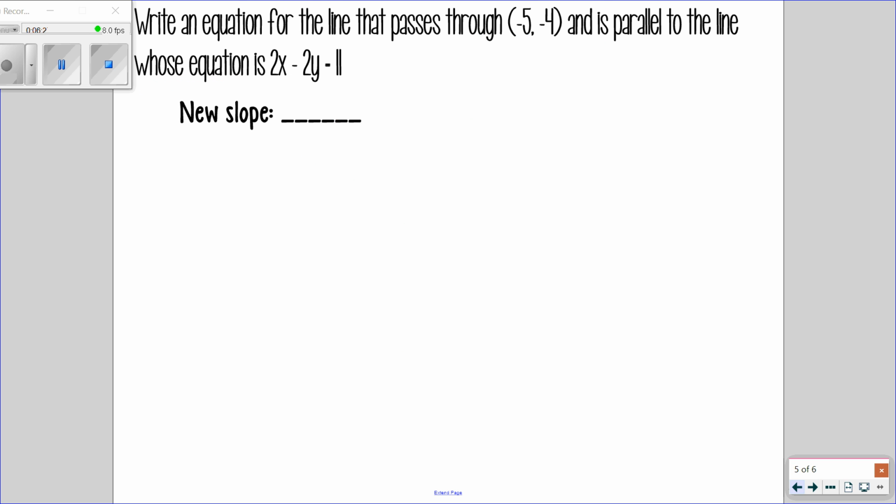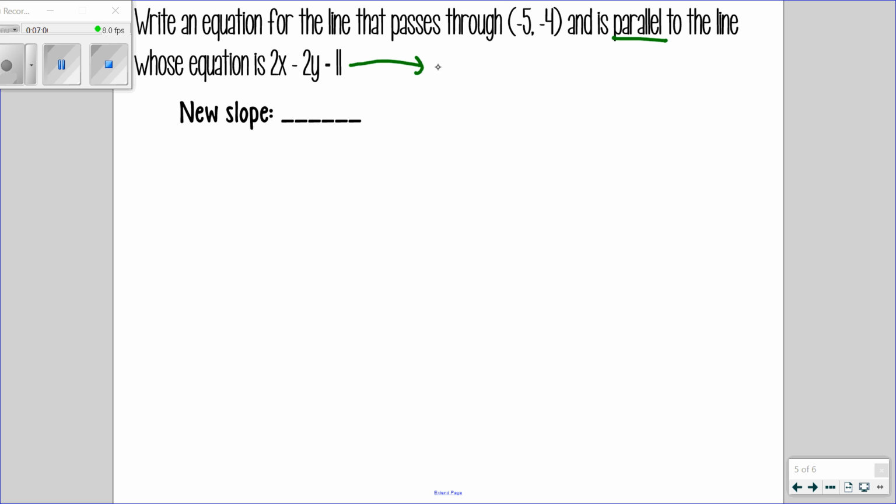All right, last example here. Write an equation for the line that passes through the same point, and this time it's going to be parallel to the line whose equation is this. Now, parallel means we're going to have the same slope, right? But this equation is in standard form, so it doesn't really tell us what the slope is. So we're going to have to put this equation into slope-intercept form just to figure out what the slope of their line is. So we need to go ahead and solve for y.